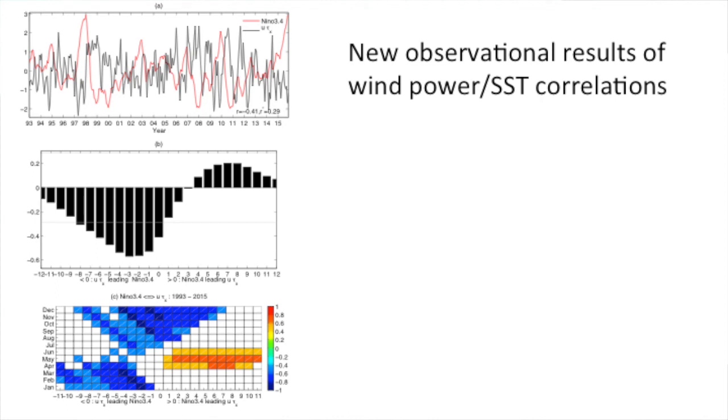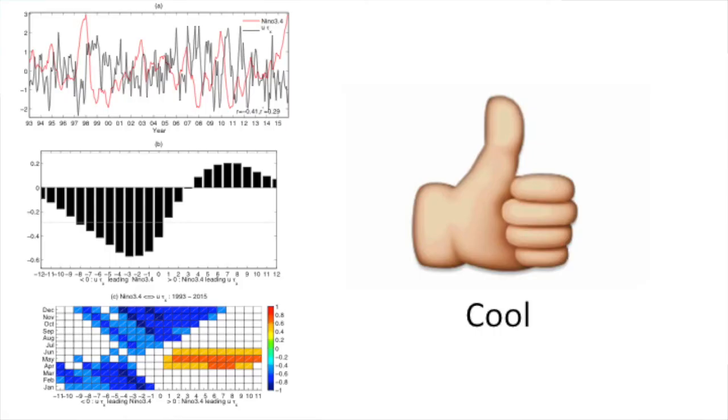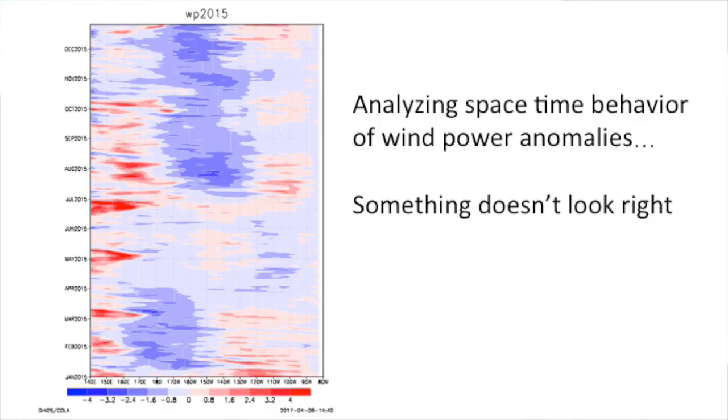What I did was I computed observational results of wind power and correlated it with SST. And this figure is kind of a lot to explain. So what essentially you need to get out of it is that wind power and SST have a strong relationship up to 9 months lead time. And that means that wind power can give us hints about what SST is going to do 9 months in the future. So that's pretty cool, right? We can see the future.